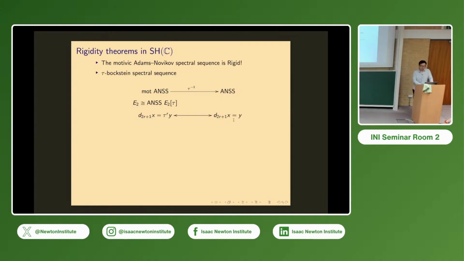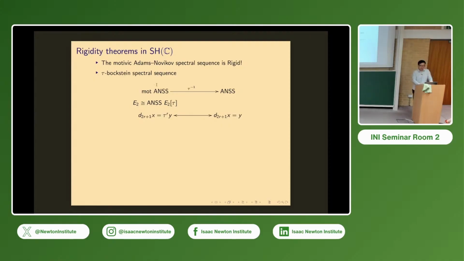So if we have a d_{2r+1} differential, then in the classical one, that x kills y. By sparseness, these are the only non-zero differentials of odd lengths. Then there's a corresponding non-zero differential in the motivic setting by decorating it with the power of tau. And the power here is determined by the length of the differential. So in this sense, these two spectral sequences determine each other.